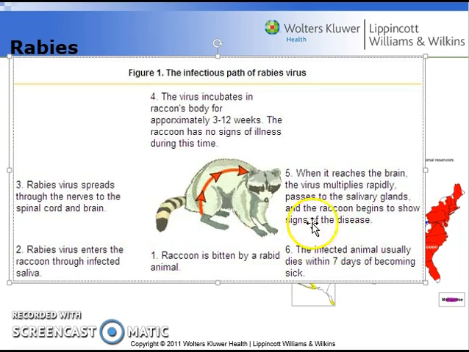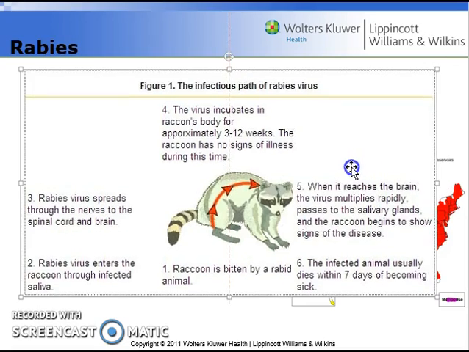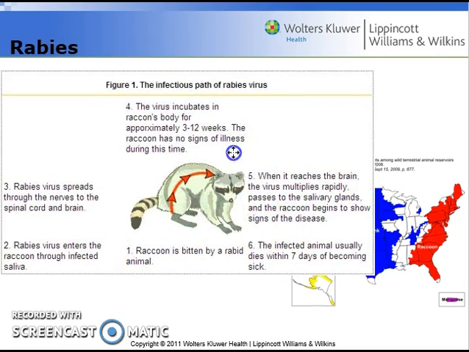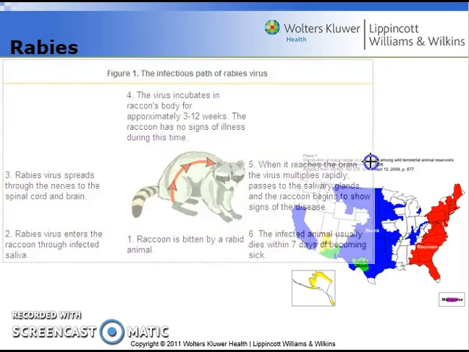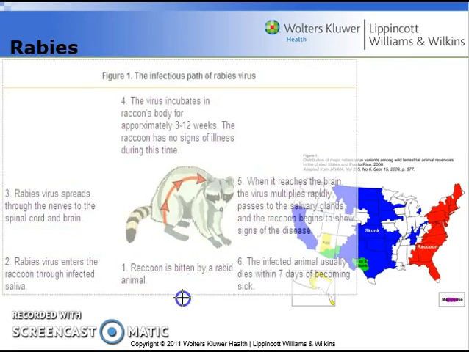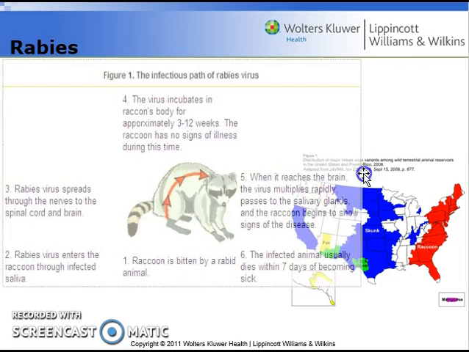These signs are things like fear of water and acting a little bit odd. After coming down with the illness, the infected organism is typically going to die within 7 days after contracting the virus. So notice that this is a very long process of things that take place in order for this virus to infect this raccoon with the rabies disease.